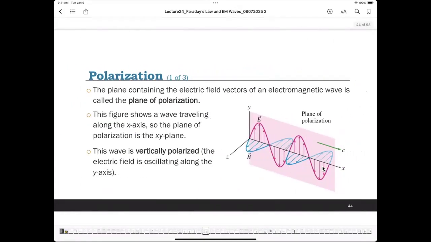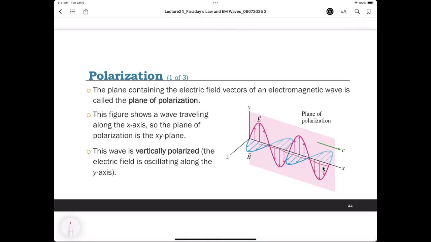Okay, let's talk about the other term, polarization. You know, the plane containing the electric field vectors of an electromagnetic wave is called the plane of polarization. The figure shows a wave traveling along the axis.